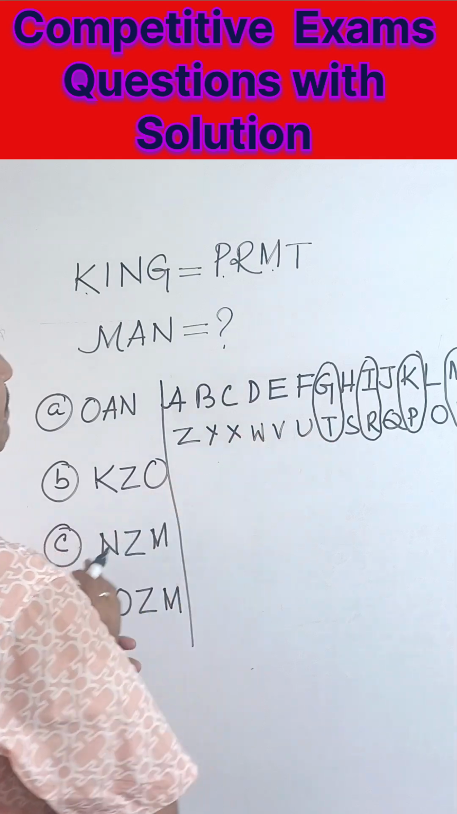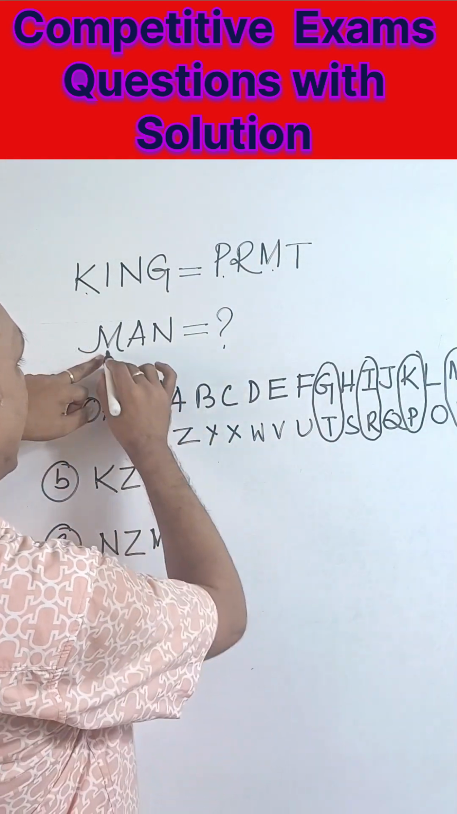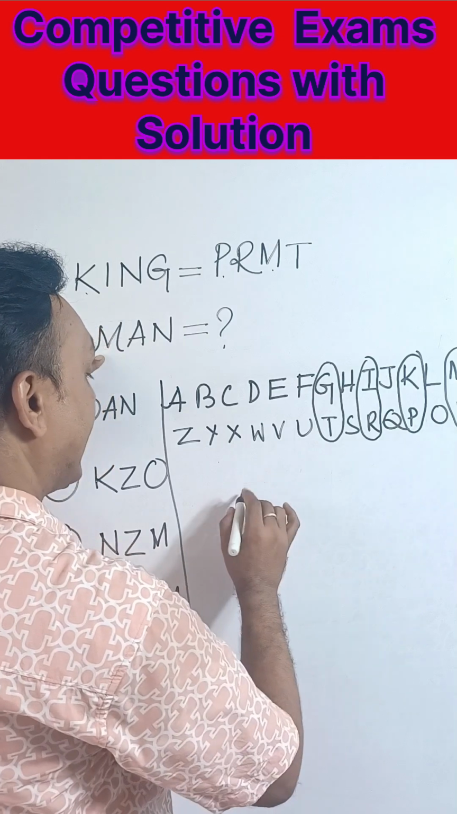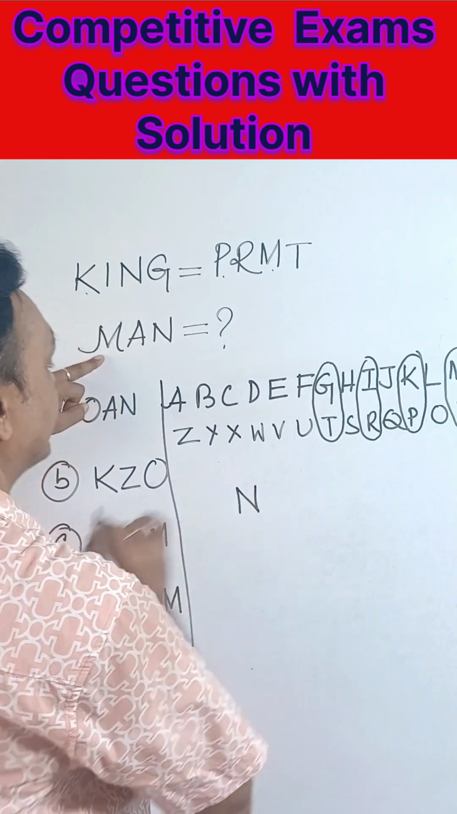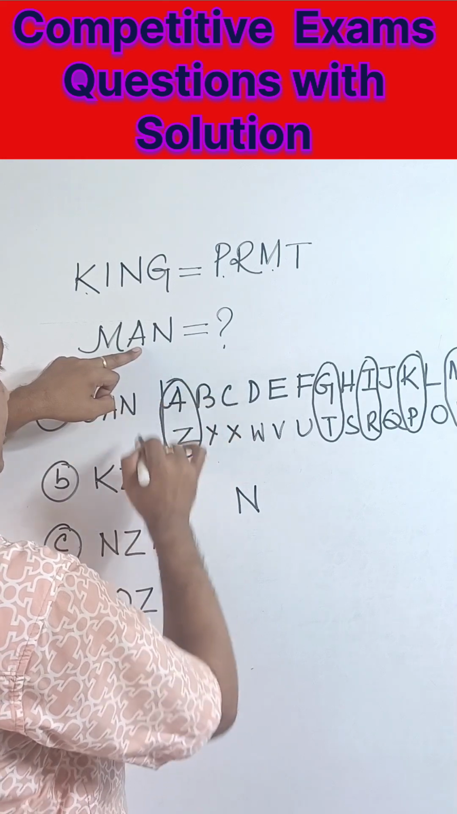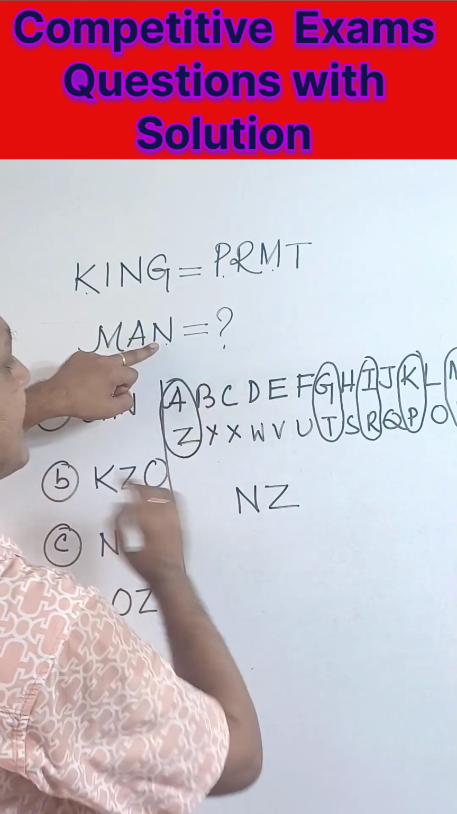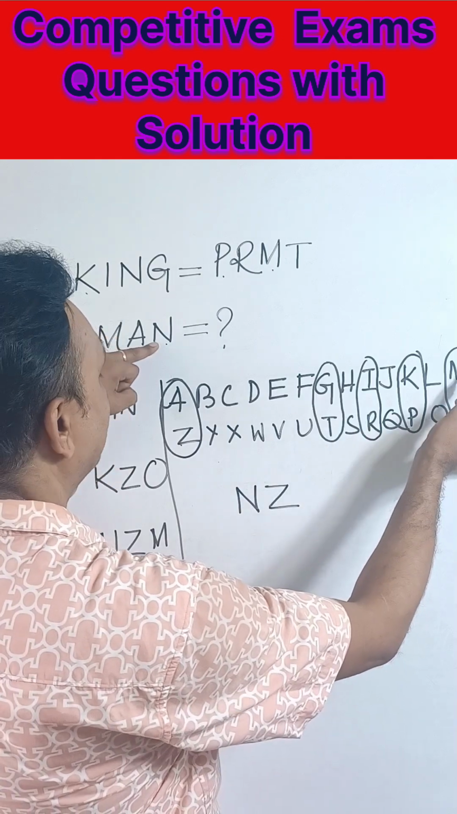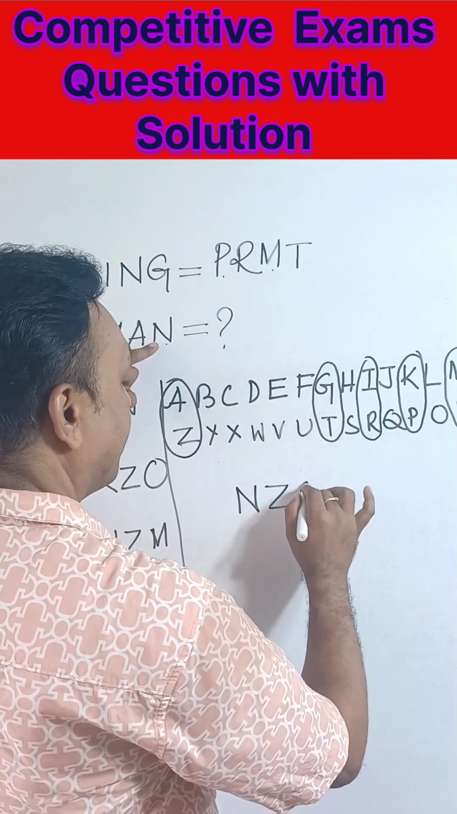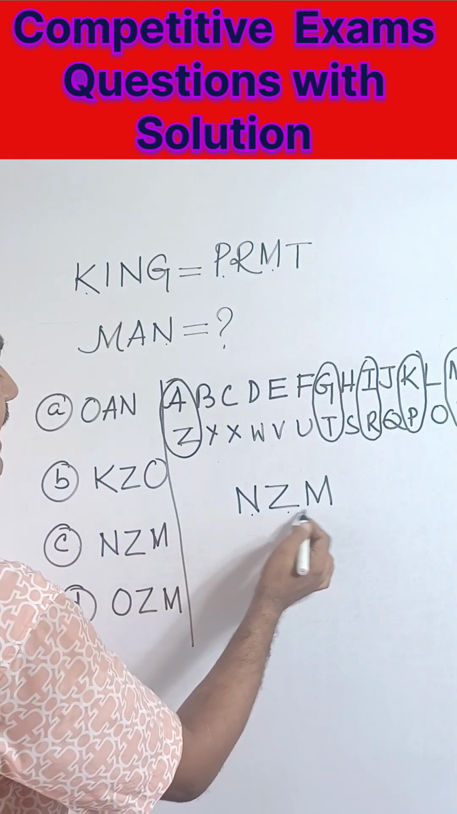So I have to follow this pattern. M means N. M coincides with the letter N, so it should be N here. Then A matches with Z. Then N matches with M. So the answer will be NZM.